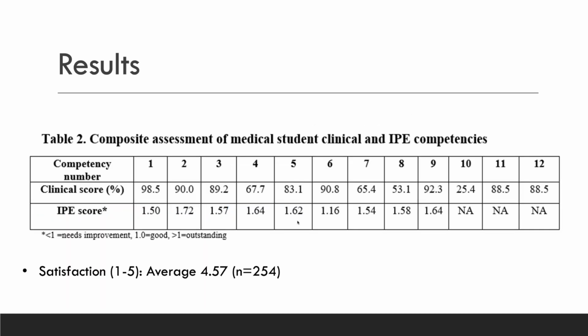Then we can look at a composite of both that IPE assessment and that clinical assessment, and this is all the faculty score. So the faculty completed that IPE assessment of the students and the clinical assessment, and then we displayed all that data here on this table. Again, they received a 0 if it needed improvement, a 1 for good, and a 2 for outstanding.